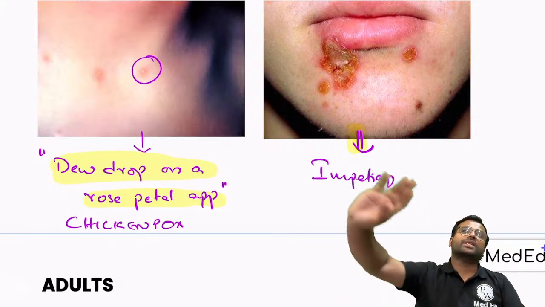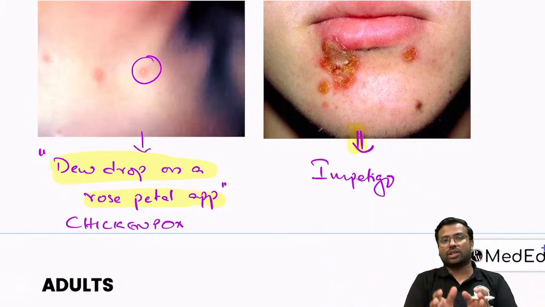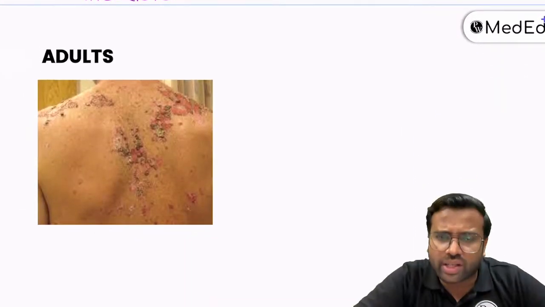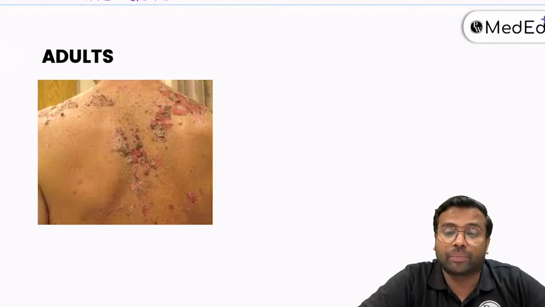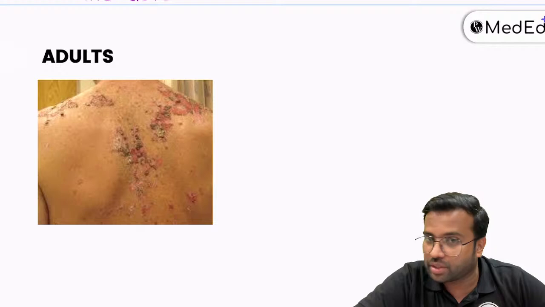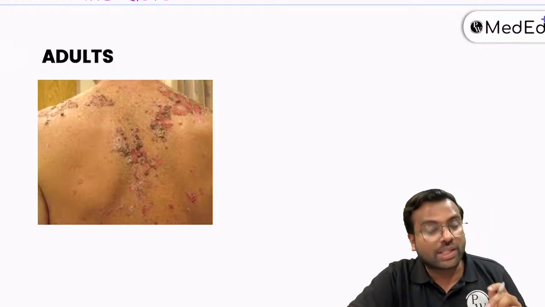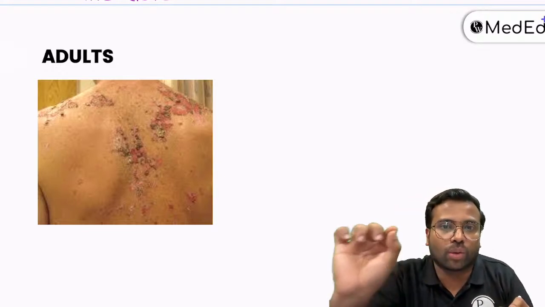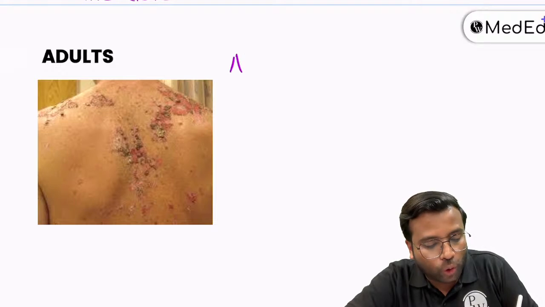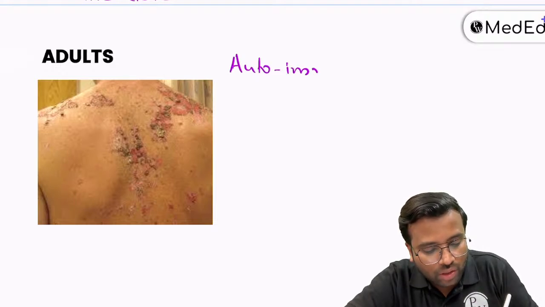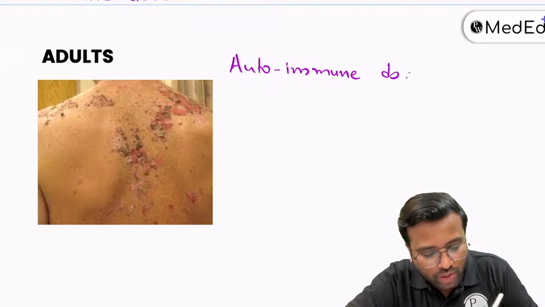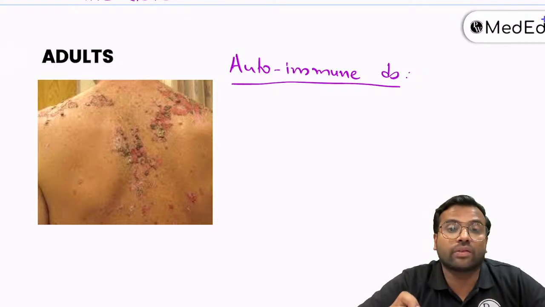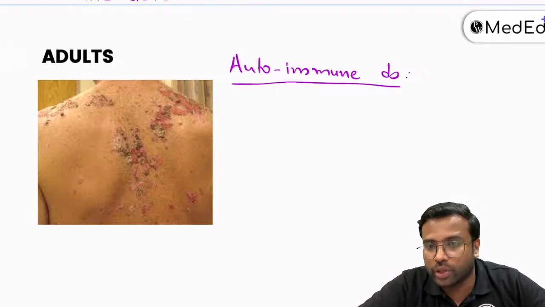So now after neonates, infants and children, let's move into adults. When it comes to adults, there can be a lot of reasons why an adult may develop a vesiculo-bullous lesion. What are the common causes of vesiculo-bullous lesions in adults? First of all, always when you find a vesiculo-bullous lesion in adults, think about autoimmune diseases. What are the autoimmune diseases? At the start of this lecture, I had given you a few examples where autoimmune diseases can be seen.